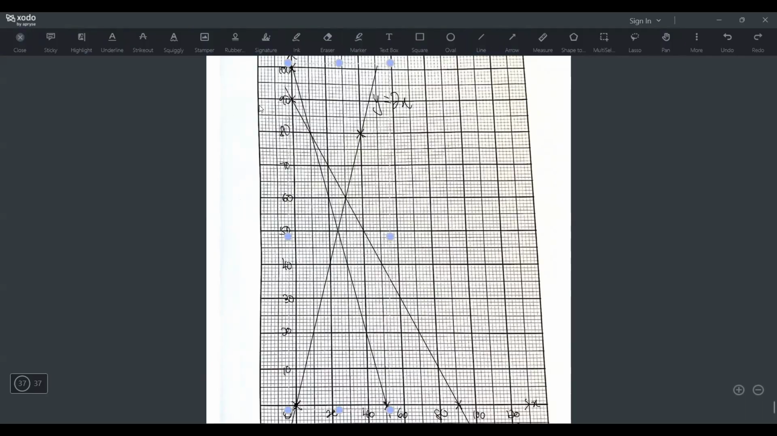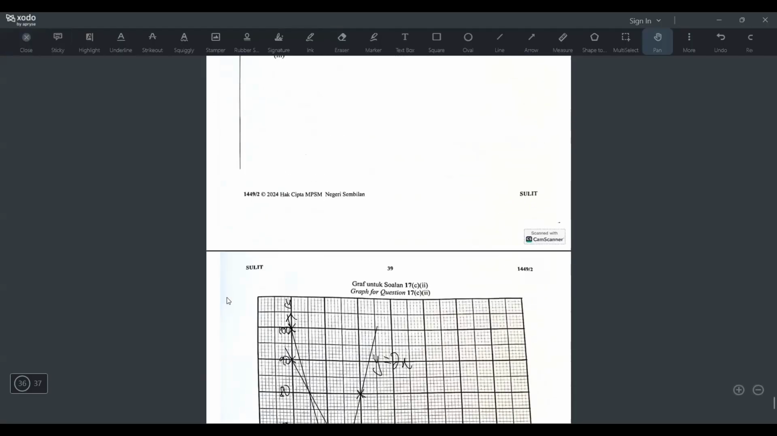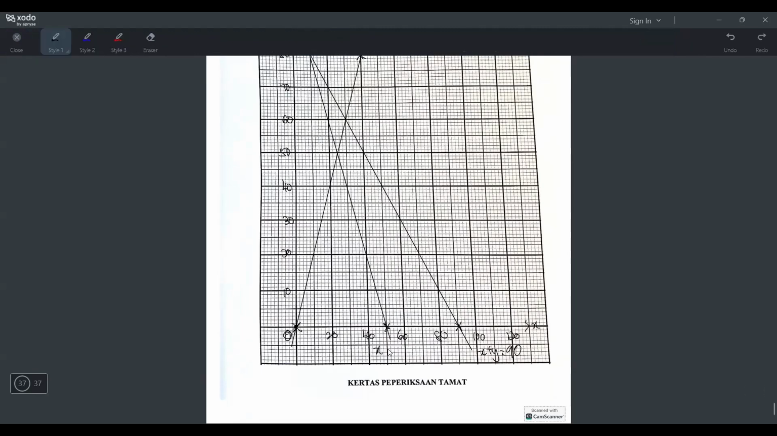Okay. So like this. Is this accurate? Yeah, I think it's good, right? Okay. Write the equation. I forgot what the equation is. x plus 0.5y equals 50, right? Okay, let's write it down here. x plus 0.5y equals 50.